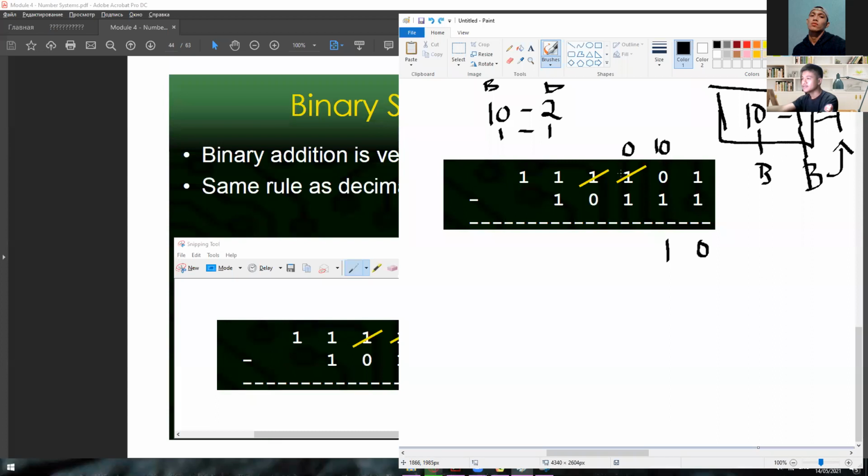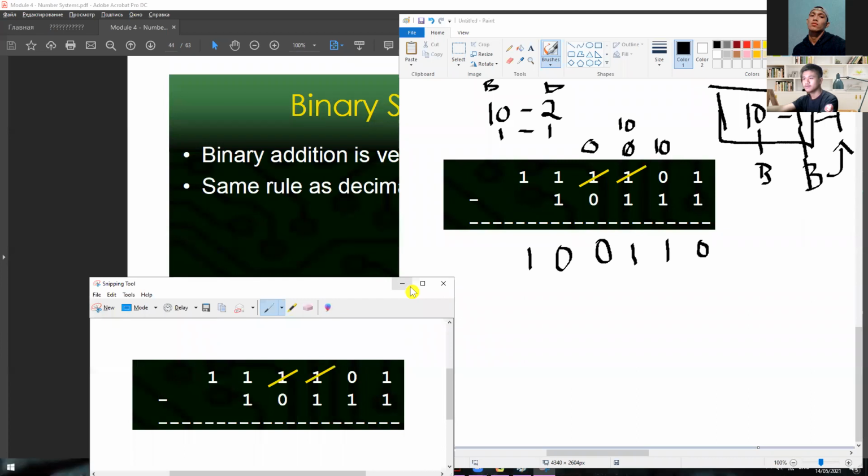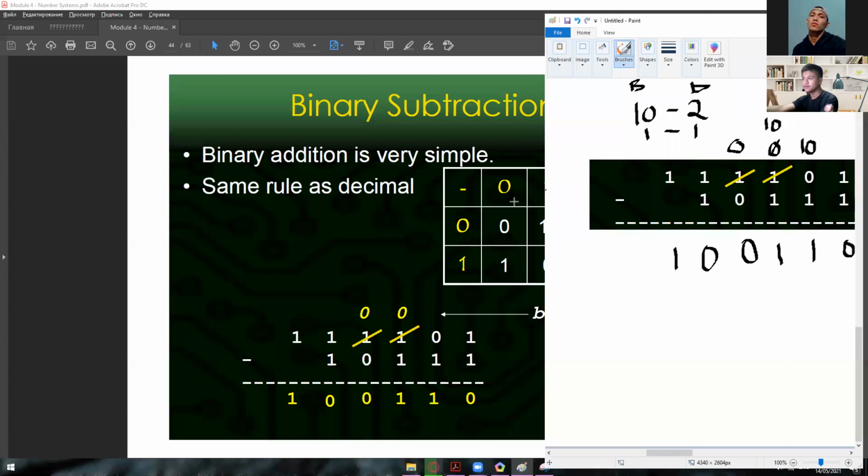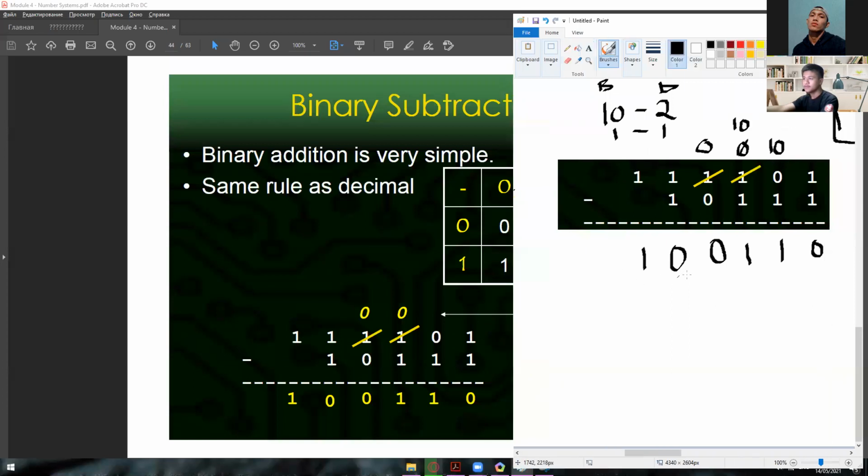Okay, all right, so from here, 0 minus 1 cannot be, so we have to borrow again, wherein this 1 will become 0, and then this 0 right here will become 10. 10 minus 1 is 1, 0 minus 0 is 0, 1 minus 1 is 0, and then 1 minus 0 is 1. Okay, so let's compare our answer. So right here, we have 100110, okay, which is the same with this one. Okay, clear so far?